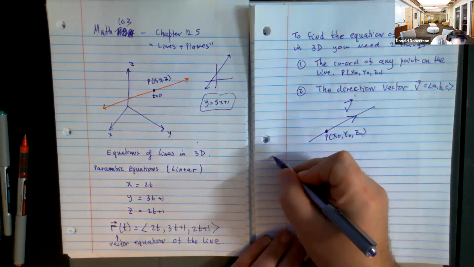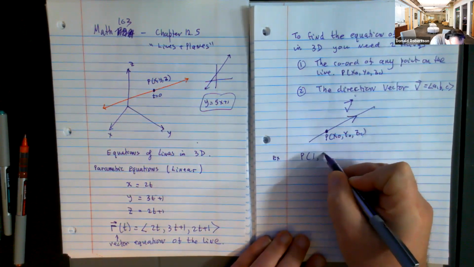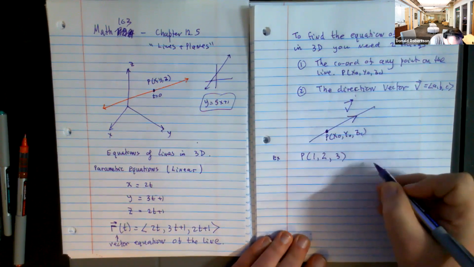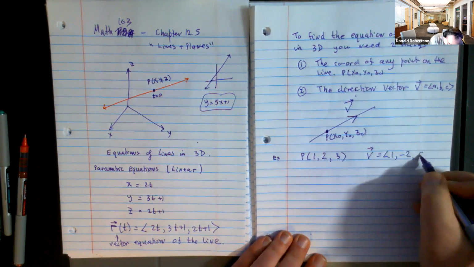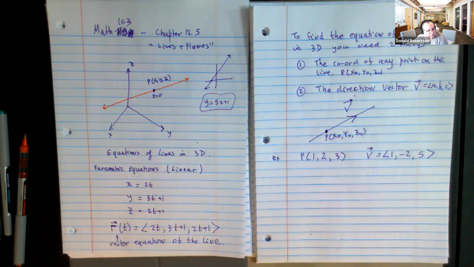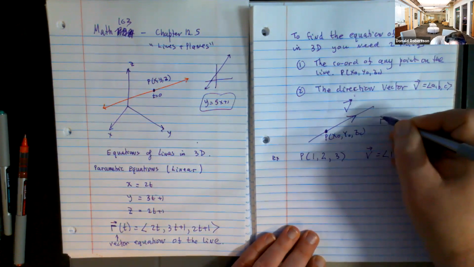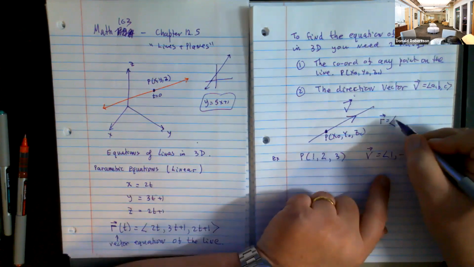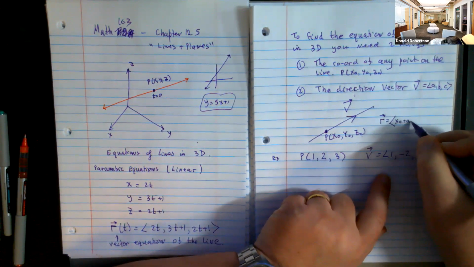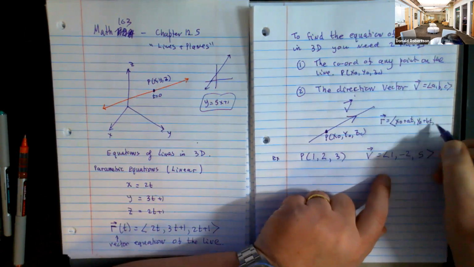So an example of that. Suppose I tell you that a line passes through the point 1, 2, 3, and it has a direction vector of 1, -2, 5. What would the equation be? Well, the general equation is as follows. X naught plus AT, Y naught plus BT, Z naught.